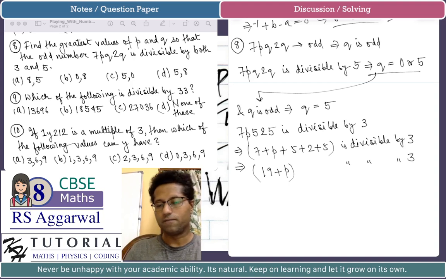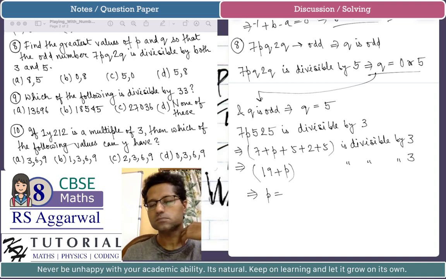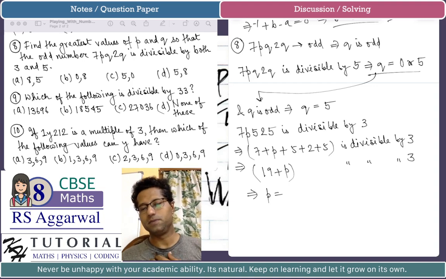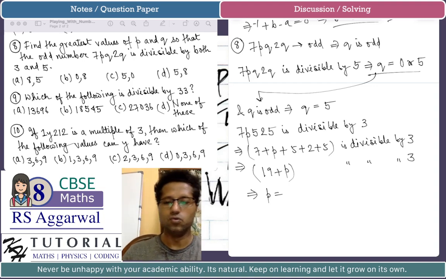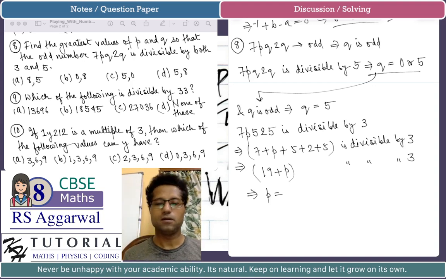So what can the value of P be such that 19 plus P is divisible by 3? There could be many values. Let's see. Now P is a digit, it can have values from 0 to 9. The next value after 19 which is divisible by 3 is 21. So 19 plus P is 21. That will make P equal to 2. So if P equals 2, then 19 plus 2 is 21, which is a number divisible by 3. So P can be 2.